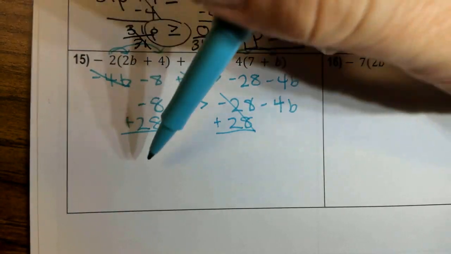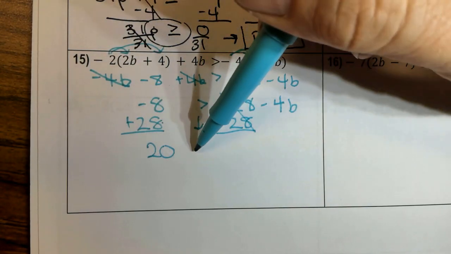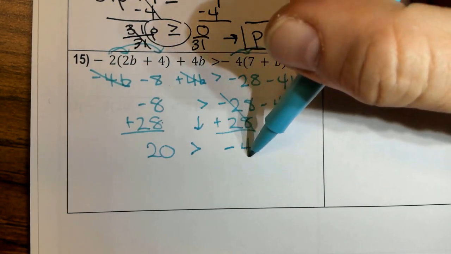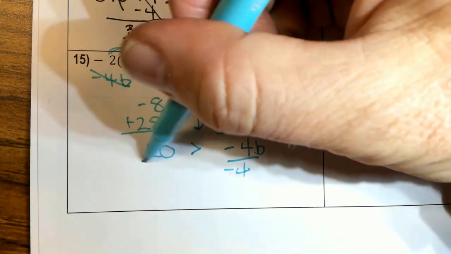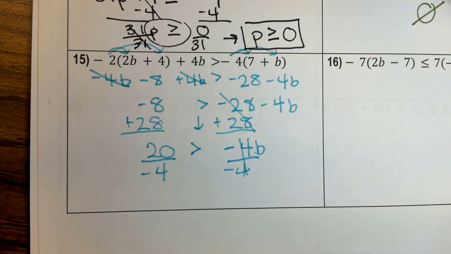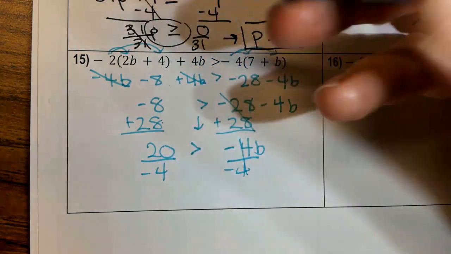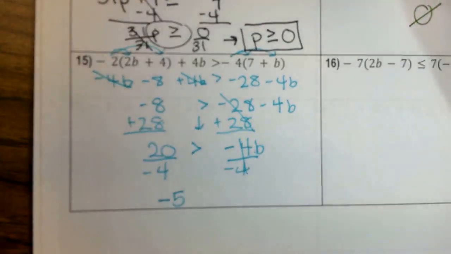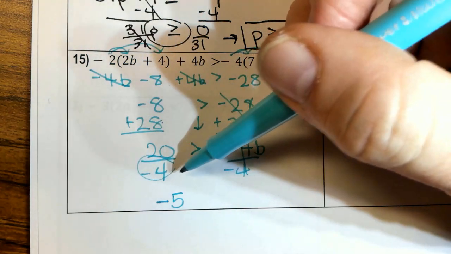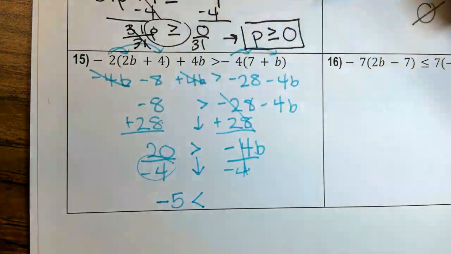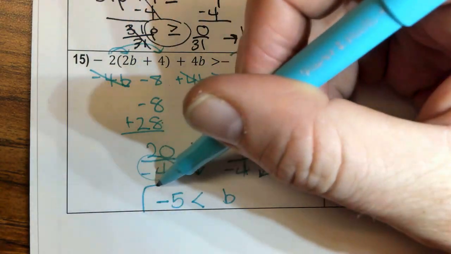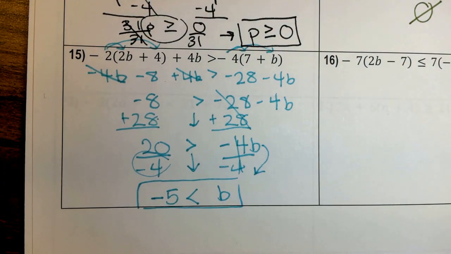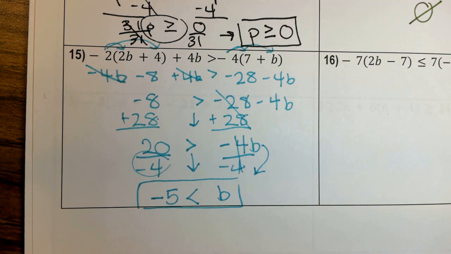So 28 minus 8 is 20. My inequality is still here, and then I have negative 4b. And then, of course, last step is divide. We all know that, I hope. So 20 divided by negative 4 is negative 5, but I divided by a negative, so my sign now flips the other direction. And then, of course, my b is still here. So that would be my final answer. Negative 5 is less than b.